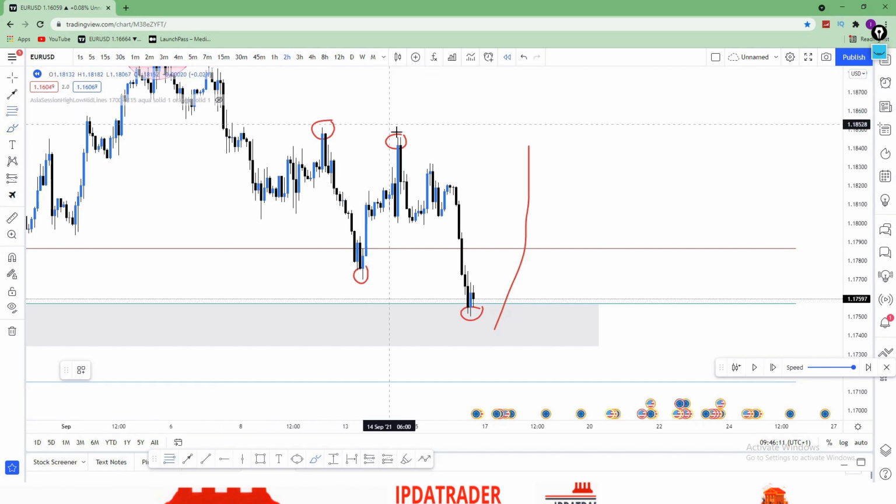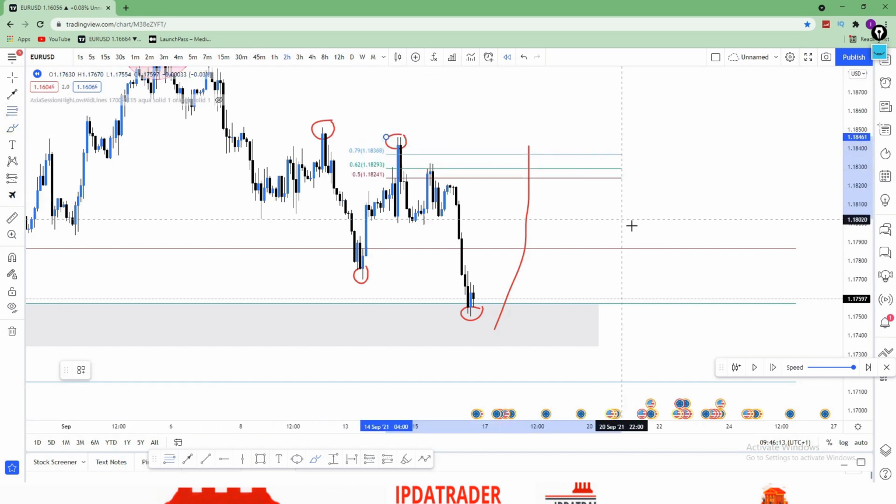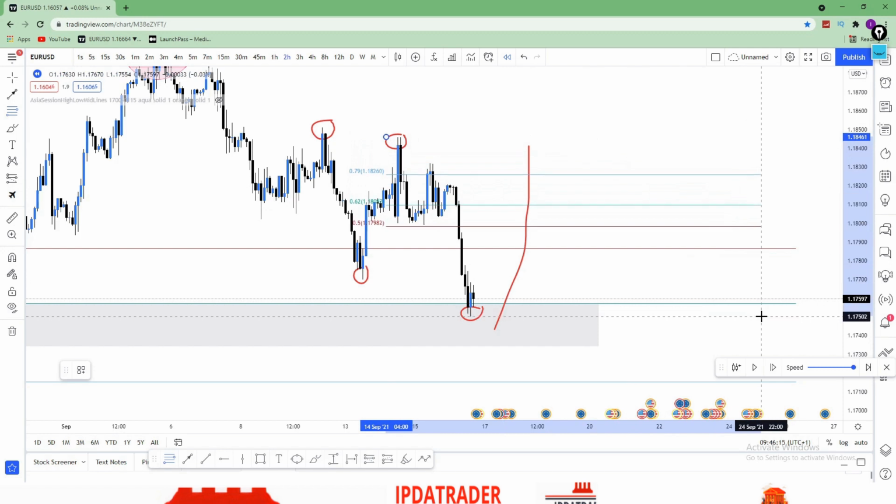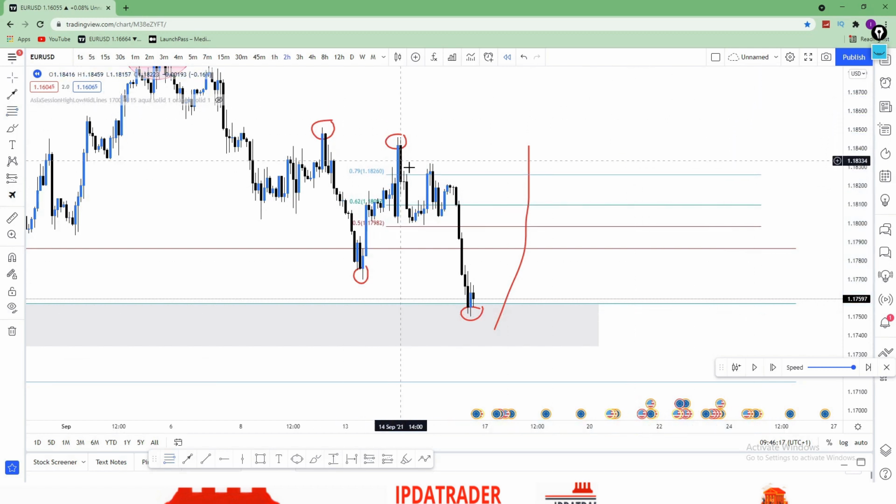So I would actually go ahead and grab my fib from the lower high to the potential lower low that we're forming, and I would tell myself, cool, above the 62%, I want to be looking for sales because this is going to be discount pricing for me.